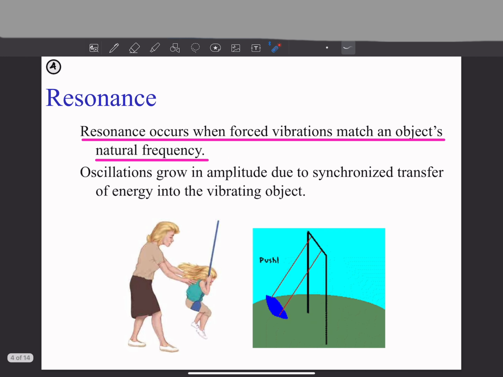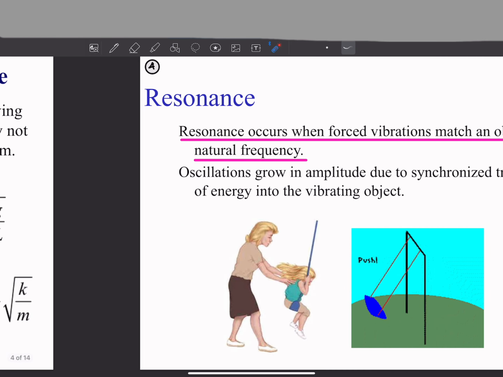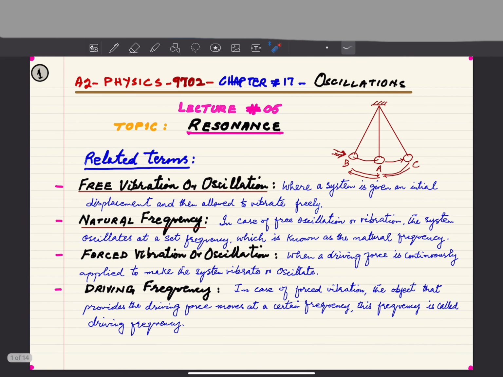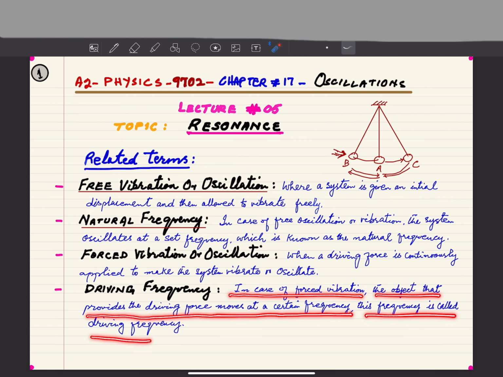The push by the mama in this case is actually the driving force. So the simple thing is that the frequency of the push, or the frequency of the force which the mama is applying continuously here, will be the driving frequency. So simply what you can say, in case of forced vibration, the object that provides the driving force moves at a certain frequency. This frequency is called driving frequency.